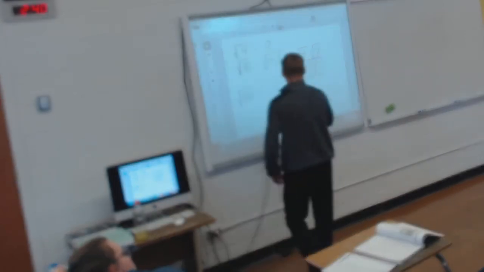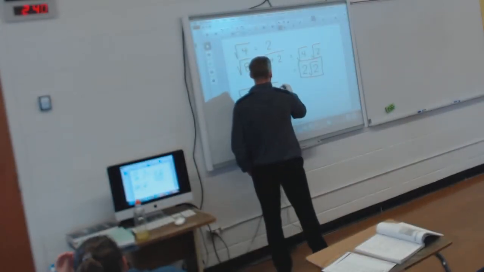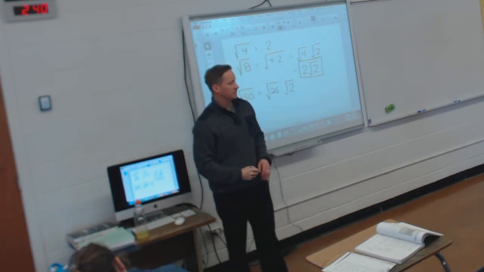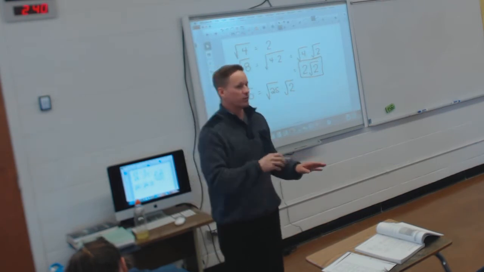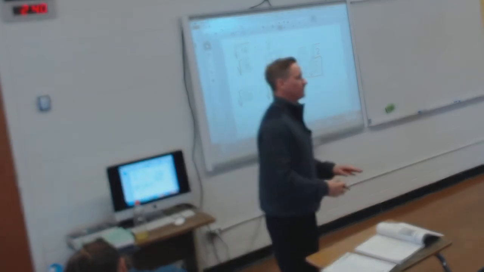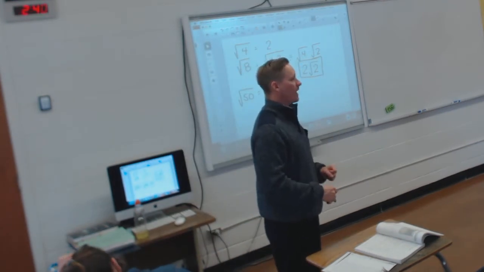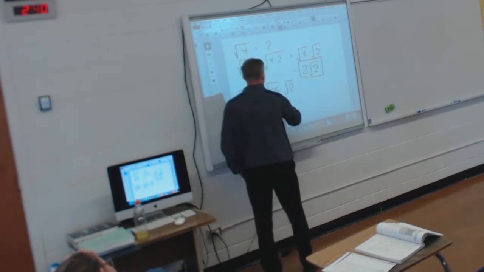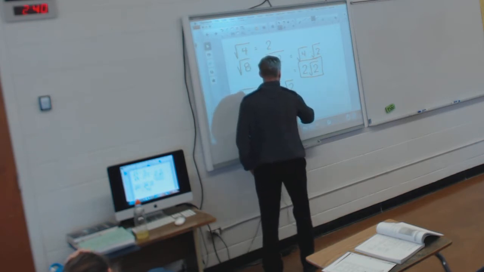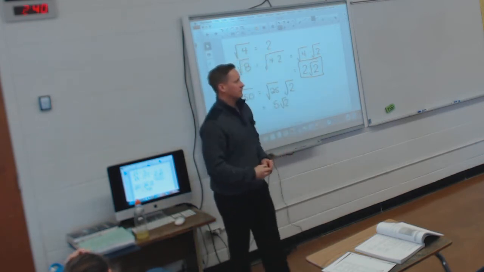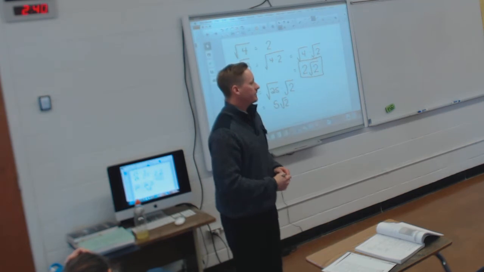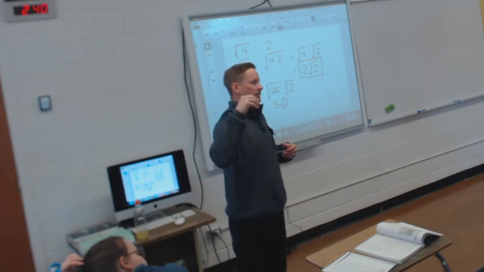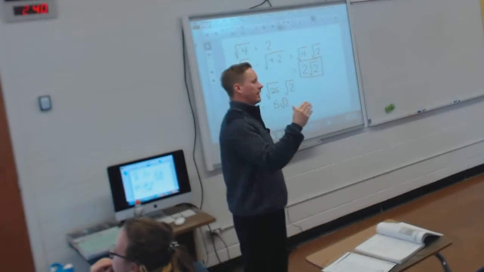So then I can rewrite this as the square root of 25 times the square root of 2. Root 25 times root 2 gives me root 50. What is the square root of 25? So how do I rewrite this at the end? 5 square root 2. Okay? So this is changing an entire radical into a mixed radical.